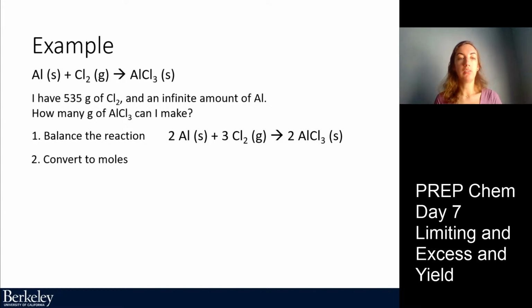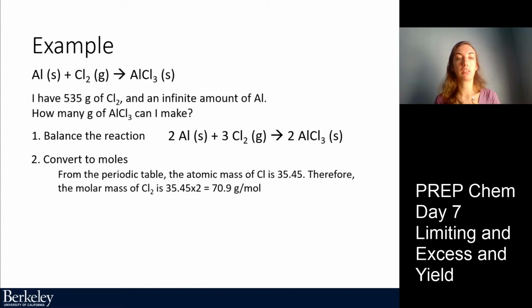Okay, so now I know I need to use my stoichiometric coefficients, and so that means that I need to convert to moles. So I'm going to take my chlorine and I'm going to convert it to moles. So I looked on the periodic table. The atomic mass of one atom of chlorine is 35.45. So Cl2 has 2 chlorine atoms, so its molar mass is 70.9 grams per mole. And then I can convert my 535 grams of chlorine into moles using that conversion factor. So I have 535 grams of chlorine, which is equivalent to saying I have 7.55 moles of chlorine to start out with.